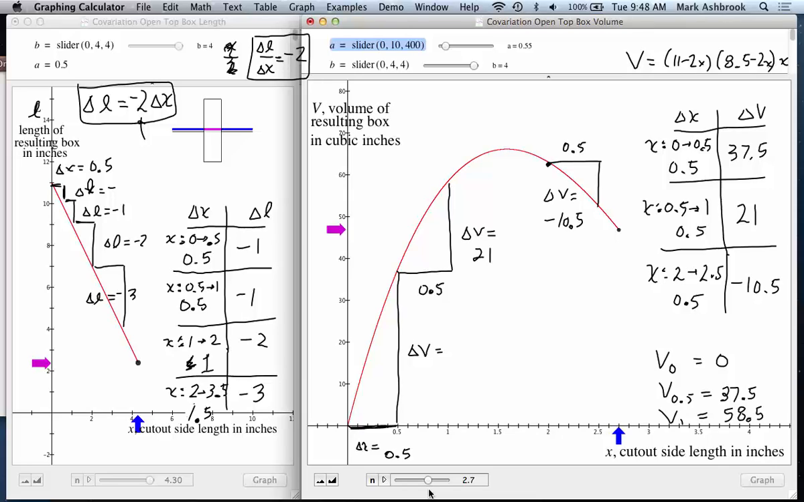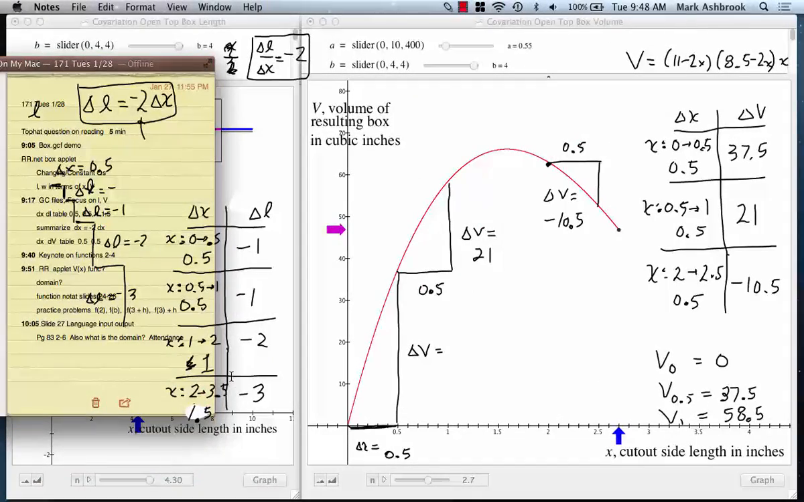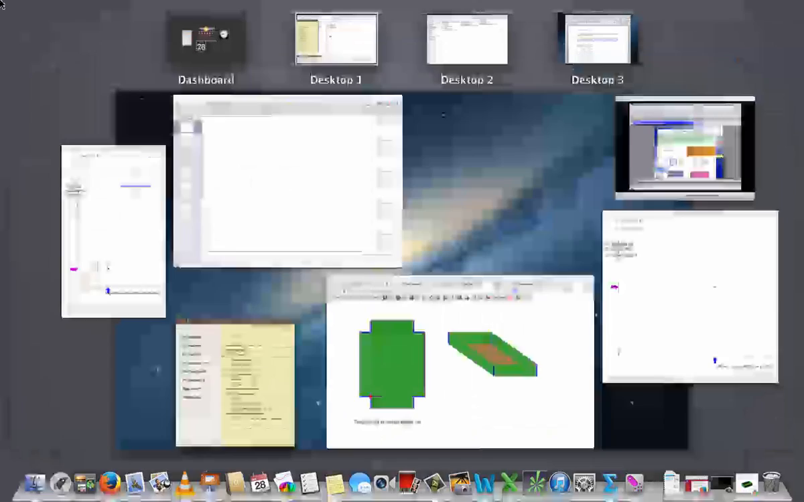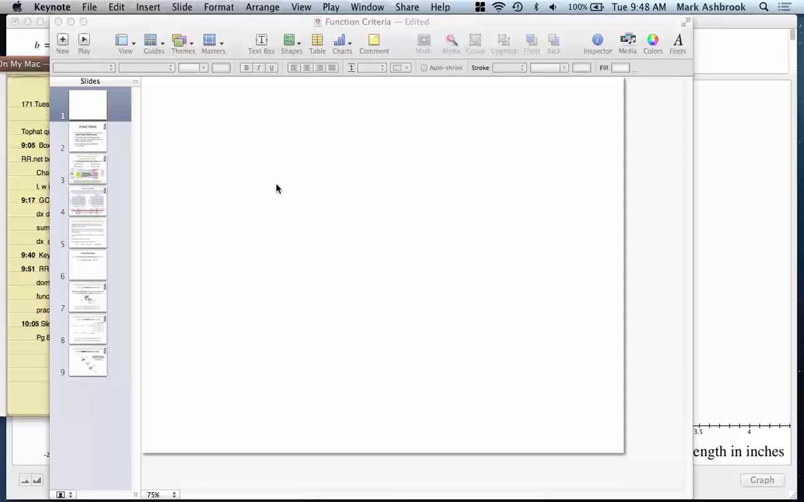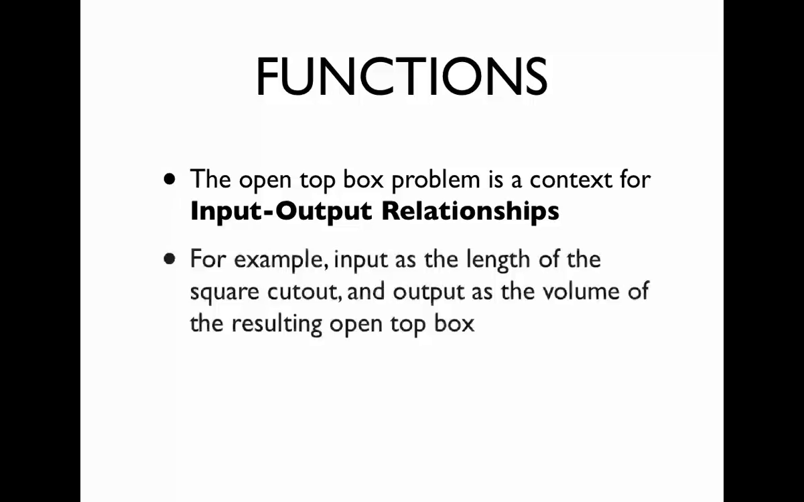Other questions? Okay, cool. So what's next? This is a nice transition to talk about functions, and that's what you read about a little bit. So the open top box problem is a context for input-output relationships. For example, this is what we just worked on. The input is the length of the square cutout, and the output is the volume of the resulting box. That was our relationship on the right side of the screen.